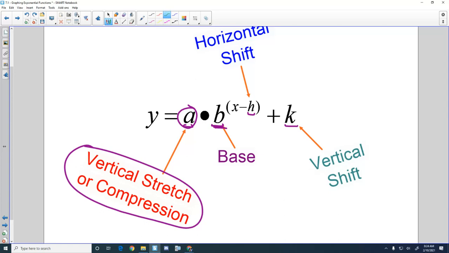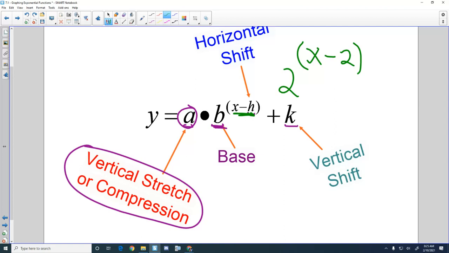And h is the horizontal shift, how far left and right. Now notice, just like we've always seen before, for example, with the vertex form of a quadratic or with our absolute value functions, x minus h is in parentheses. So for example, if we had x minus 2 in parentheses, a horizontal shift is left and right. Do you think that's minus 2? Is that going to be 2 units to the right or 2 units to the left?